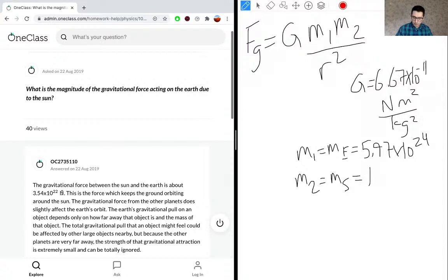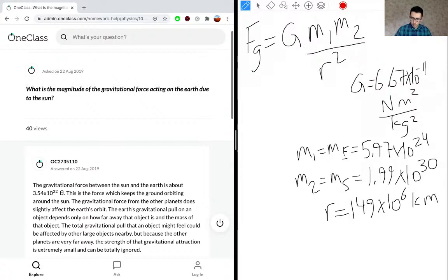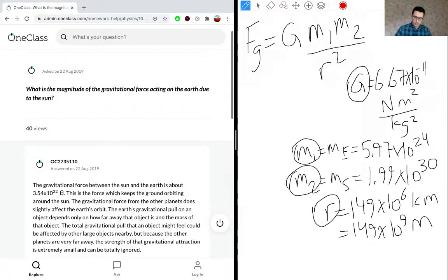The mass of the sun is much larger at 1.99 times 10 to the 30, so it's multiples of 10 larger than the Earth, which makes sense. And finally, the distance between the sun and the Earth is 149 times 10 to the 6 kilometers, which equals 149 times 10 to the 9 meters. So we're going to take this value, this value, this value, and this value, and we're going to plug them into this equation.